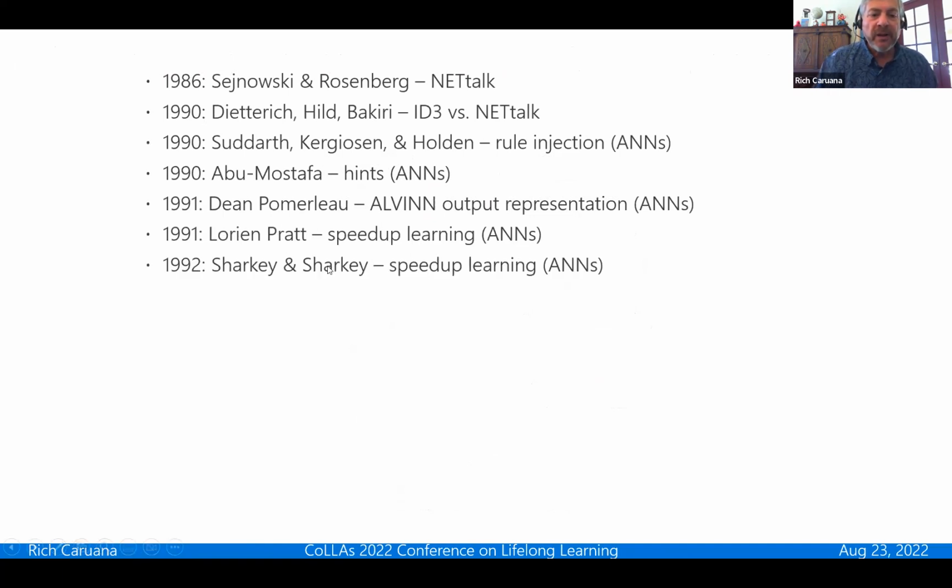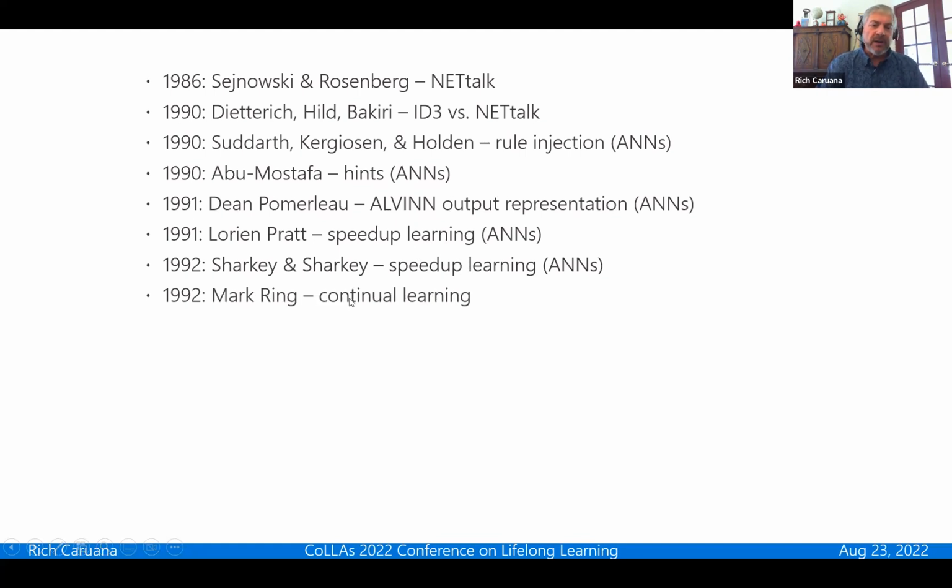Then Lorien Pratt and the Sharkeys were both doing work where they were adding extra tasks to neural nets, but their goal was not improved generalization. The goal was to speed up learning because neural nets were really expensive to train back then, as they are now, but we didn't have GPUs and good software back then. So they were trying to just make learning faster. And sometimes they were willing to accept even a small loss in accuracy as long as learning was fast enough.